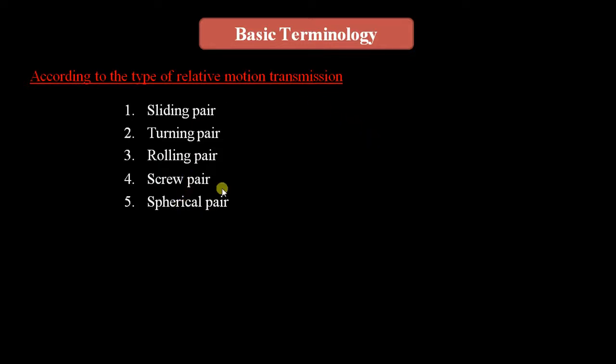So these are all based upon the type of motion that is going to take place between the two parts, that is, two links. Here, sliding means there will be a sliding motion. Turning means one part turns with respect to another part. Rolling means one part rolls over the other part. The screw pair means one part rotates with respect to the other part with the help of screw threads. And the spherical pair means a different type of motion takes place between the two parts with the help of the spherical shape we give to the two kinematic links.